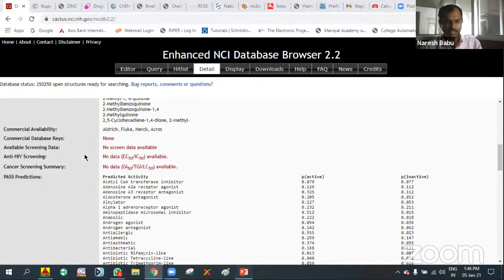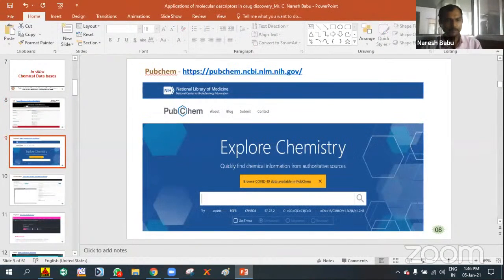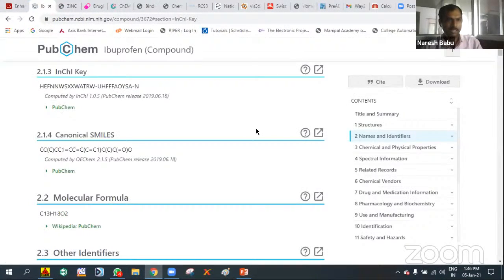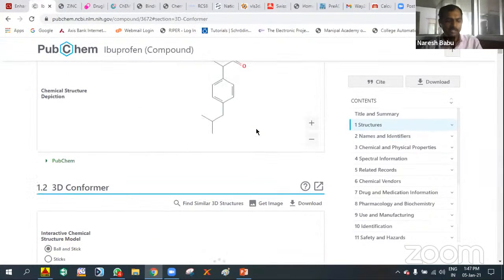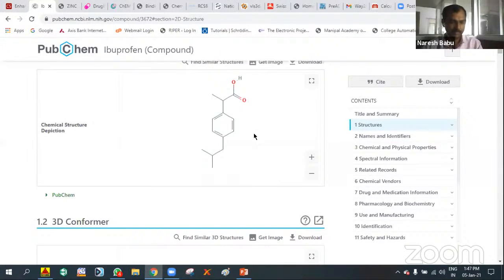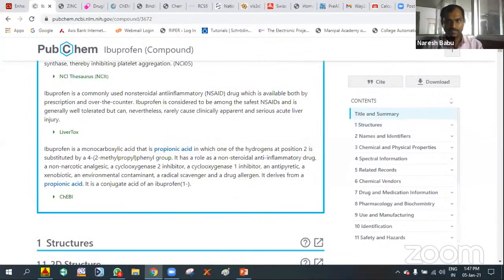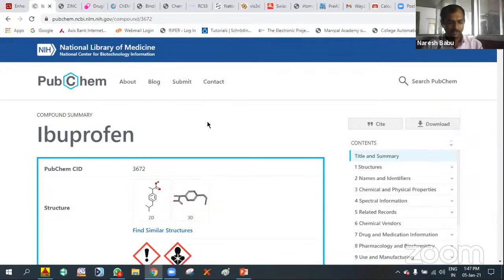And next, coming to the next database, that is PubChem. This is the well-known web server we can observe, the PubChem database. This PubChem database is used to quickly find chemical information from authorized sources. We can find the summary of the input, similar structure search, and related records, the chemical names and synonyms, including the IUPAC names and the International Chemical Identifier, that is InChI. And we can also see the summary of the compound. I have given the search of the compound, that is ibuprofen. So let us observe what information we are getting for this compound.